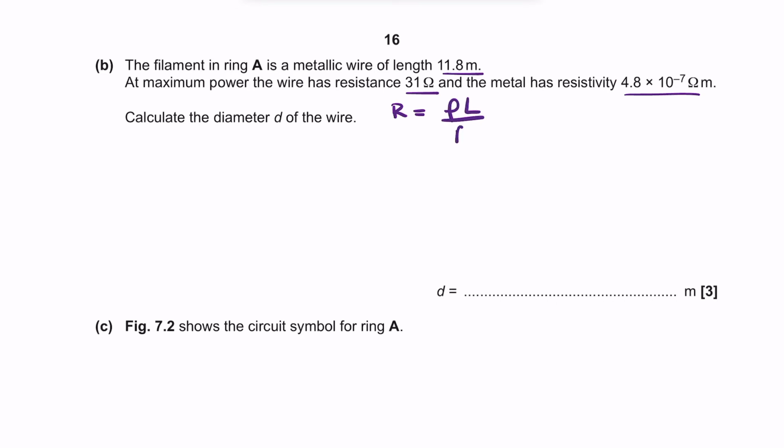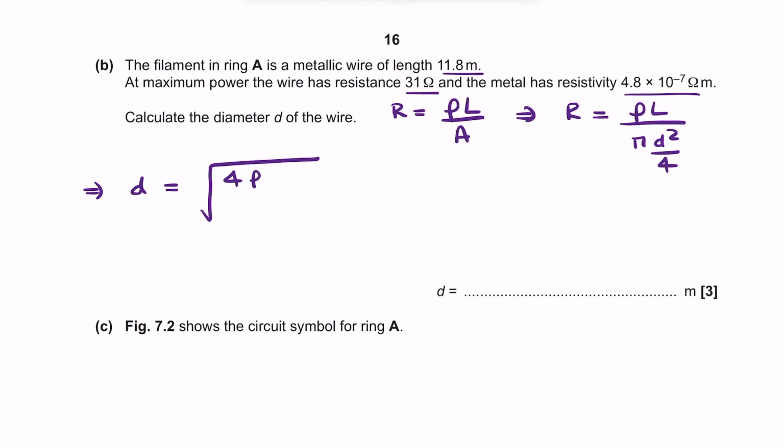So we have been given that, and because we are working out the diameter, which relates to the area, I'm just going to first of all put down R as rho L over pi d squared over 4, because the radius is d over 2, so it becomes squared. If I just rearrange everything, then d is equal to the square root of 4 times rho L over R pi. So skipping a few steps, but that's quite basic.